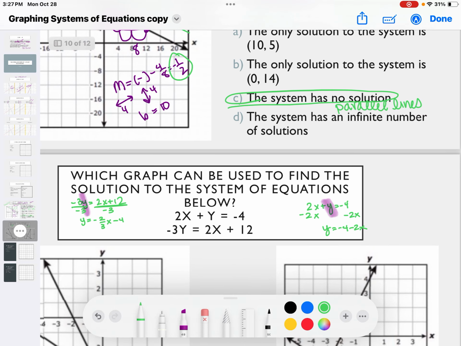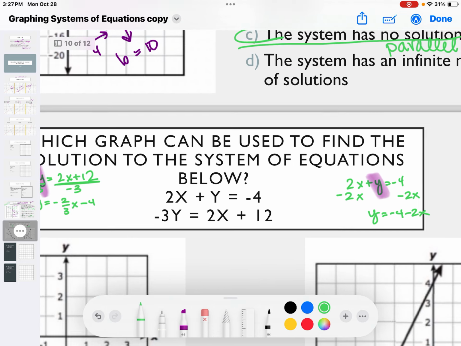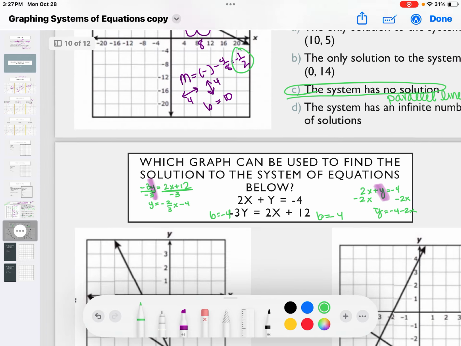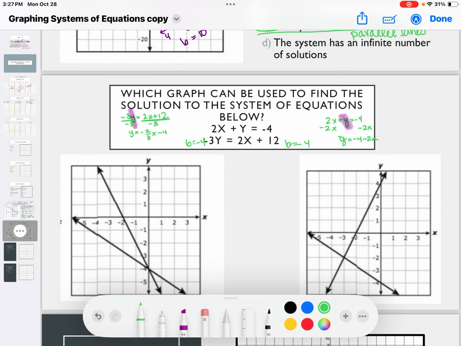I want to notice something before I even look at the answer choices. I'm noticing two things about these equations. Both equations have a y-intercept of negative 4, and they have different slopes, so I know they're going to cross. And guess where they're going to cross? At the y-intercept, because they have the same y-intercept. So which graph shows both of them having a y-intercept at negative 4?